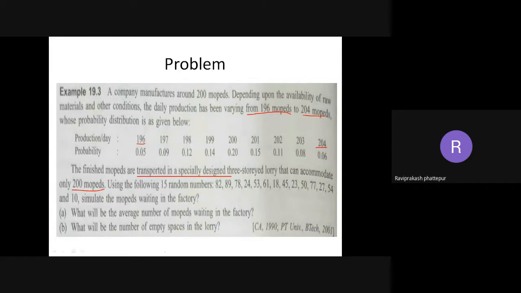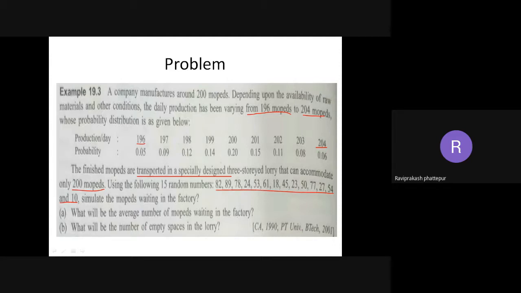So using the following 15 random numbers. So I told you that it will be given in the problem itself. So the random numbers they have given here. These are the random numbers. Okay, till here is the random numbers. And simulate the mopeds waiting in the factory. Like if you want to transport it, the vehicle only takes 200 mopeds. Okay, so what they are asking, what will be the average number of mopeds waiting in the factory?